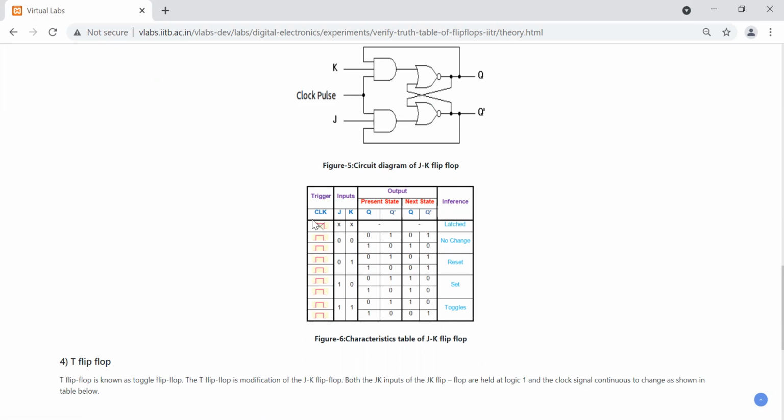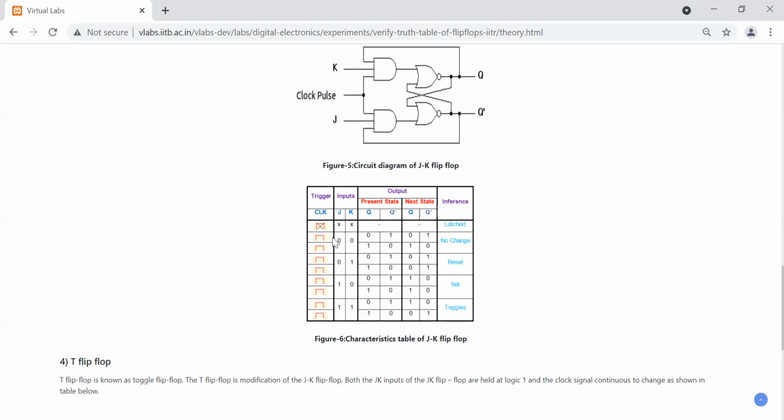So if clock is not applied, then whatever is the status of J and K inputs, the state of the flip-flop will be latched. The output will follow the previous state.